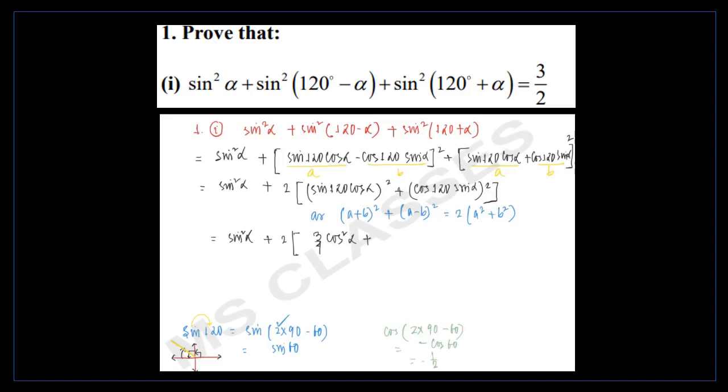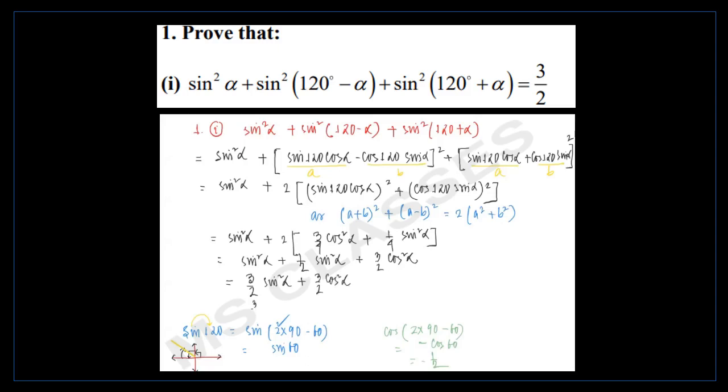Now this gives us what? It is 1 by 4 sine square alpha. Now from this, if we simplify this one, 2 into 1 by 4, that will be half. So this will be sine square alpha plus 1 by 2 sine square alpha plus 3 by 2 cos square alpha. Because 3 by 4 into 2, that is 3 by 2. 1 plus half, that is again 3 by 2. So this is 3 by 2 sine square alpha plus 3 by 2 cos square alpha.